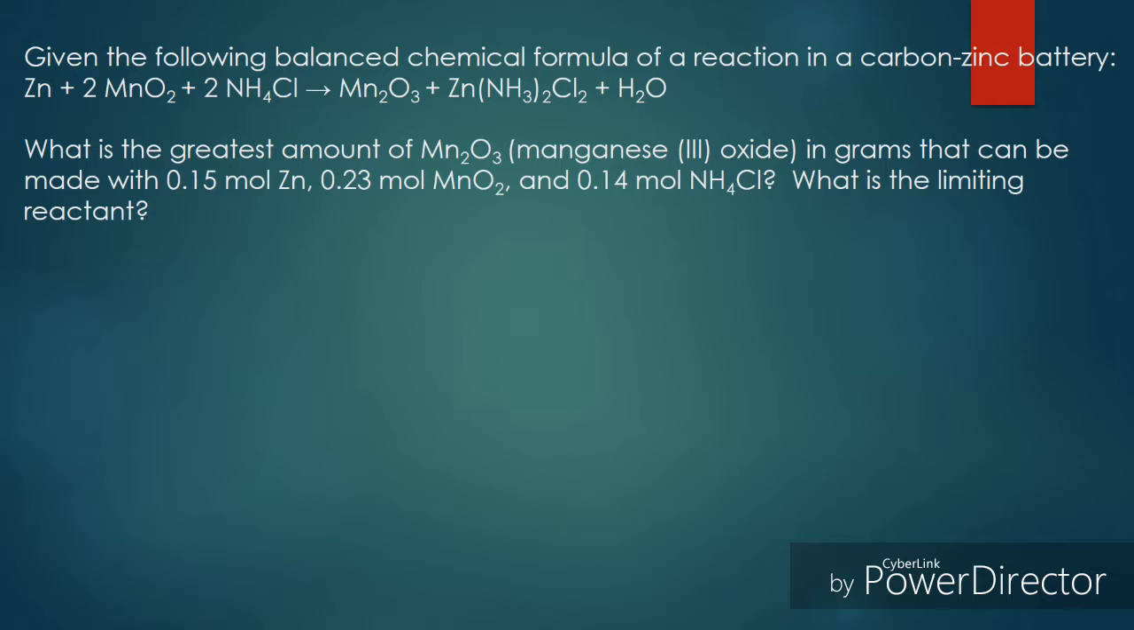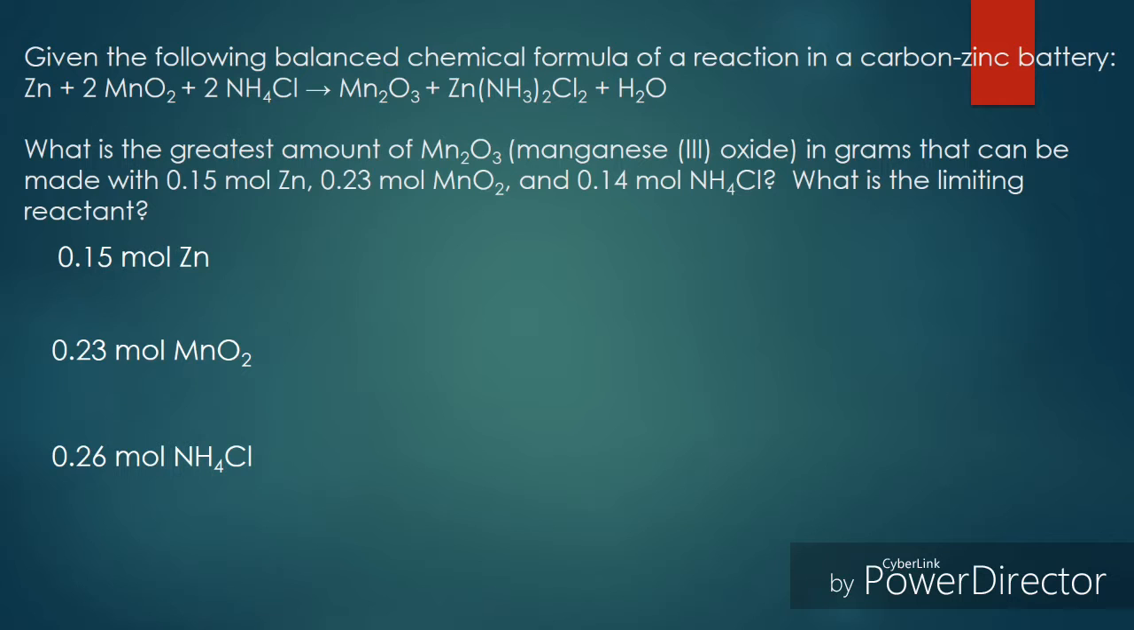Here is the balanced chemical formula of a reaction in a carbon-zinc battery. What is the greatest amount of manganese(III) oxide in grams that can be made with 0.15 moles of zinc, 0.23 moles of manganese dioxide, and 0.14 moles of ammonium chloride? What is the limiting reactant? As the question is asking for the limiting reactant, we have to solve the amount of product for each reactant in the formula.